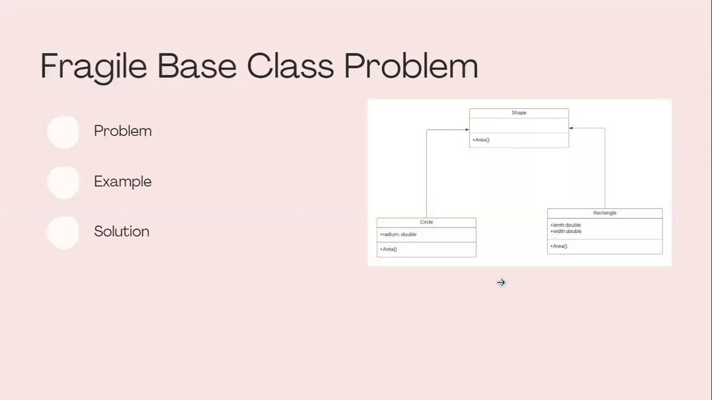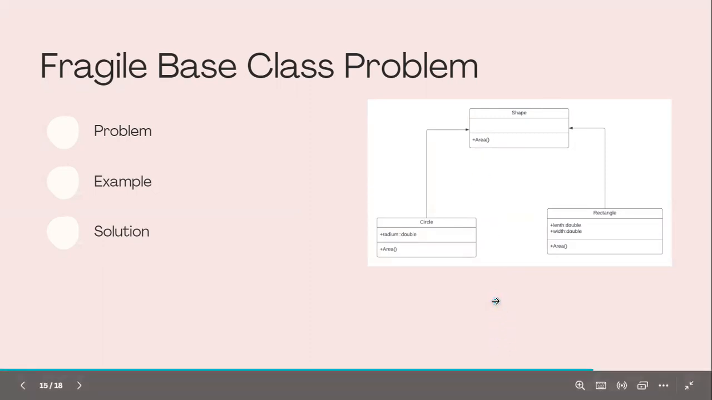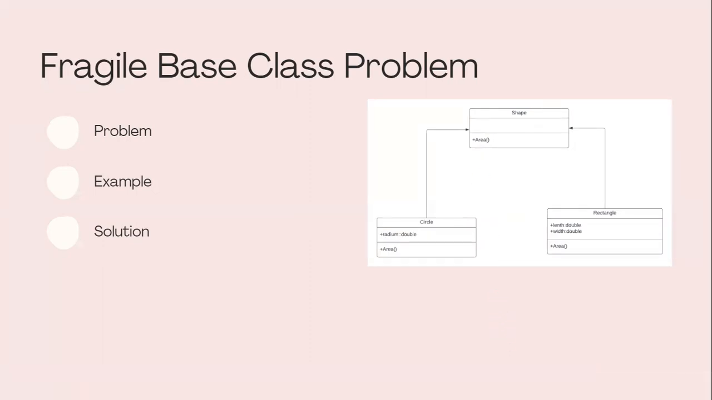To avoid the fragile base class problem, developers can use techniques like encapsulation, where you hide the internal implementation details of the base class. By encapsulating the area calculation in a method and making it protected, we provide a stable interface for derived classes while allowing internal changes. So this is how this problem can be avoided.